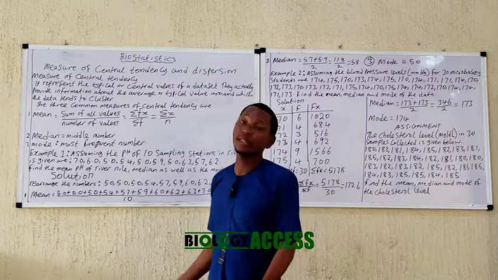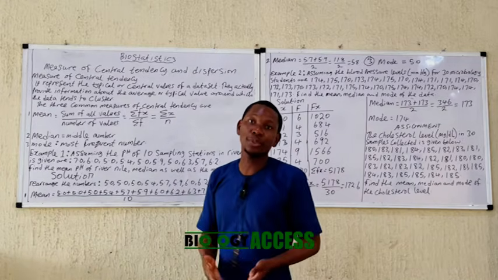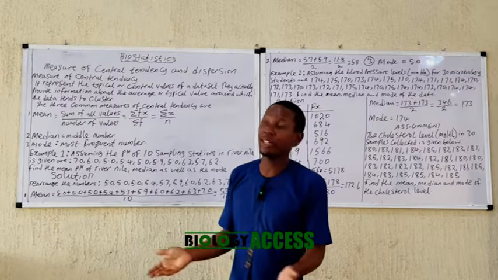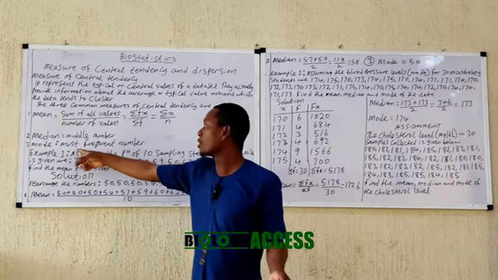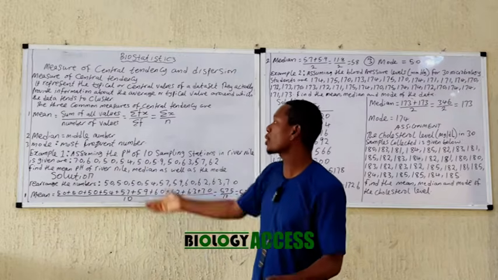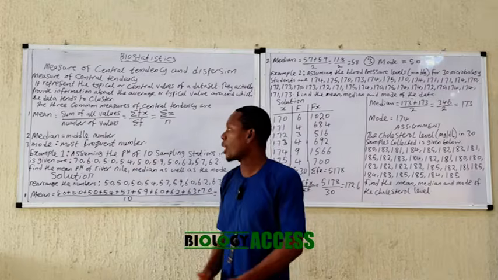In some cases, two numbers may be seen at the middle. In that case, you just add the two and divide by 2. While the mode is the most frequent number. Let's quickly take one example.